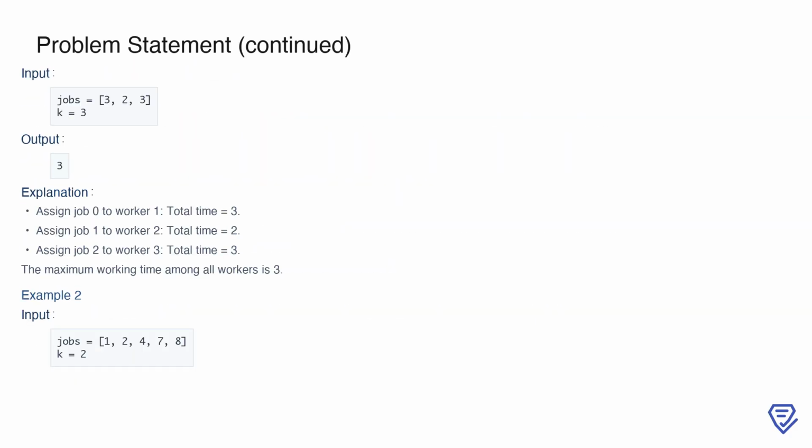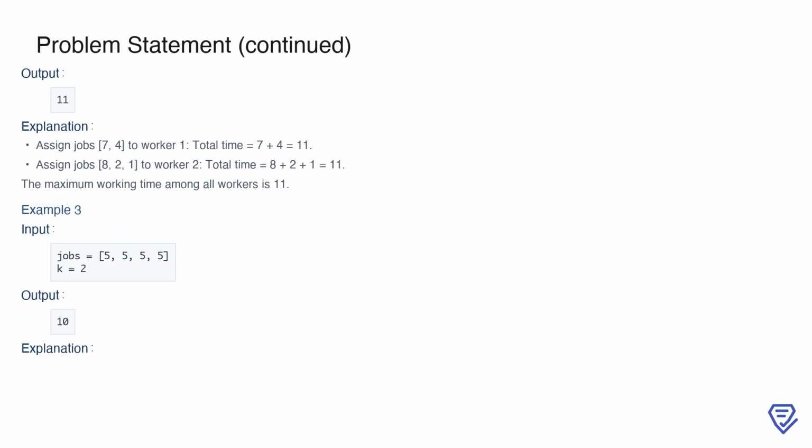Here, the input is jobs equals [3, 2, 3], and k equals 3, meaning there are 3 jobs and 3 workers. To minimize the maximum working time, we can assign each job to a different worker. For instance, assign job 0, which takes 3 units of time, to worker 1, job 1, which takes 2 units of time, to worker 2, and job 2, which takes 3 units of time, to worker 3. In this case, the maximum working time among the workers is 3, as no worker handles more than one job. Thus, the output is 3.